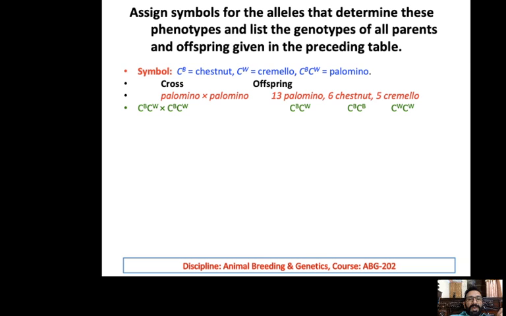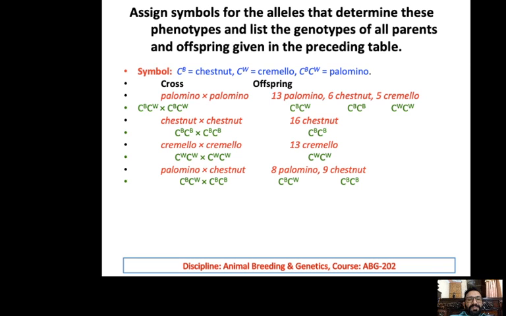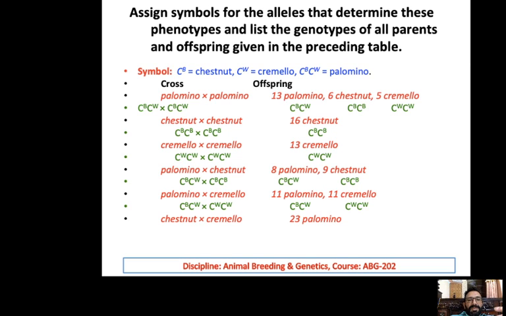So we have given symbols accordingly here in green color. Similarly, chestnut with chestnut. So chestnut is basically dominant and you will always get the chestnut, CB. And similarly, Camelo with Camelo. So these are completely recessive, so you will always get the completely recessive. And likewise, Palomino with chestnut. Now here you will get two types of phenotypes. And this is some sort of test cross. And Palomino with Camelo, again you will get two types of phenotypes. And chestnut with Camelo, so you will get the Palomino.